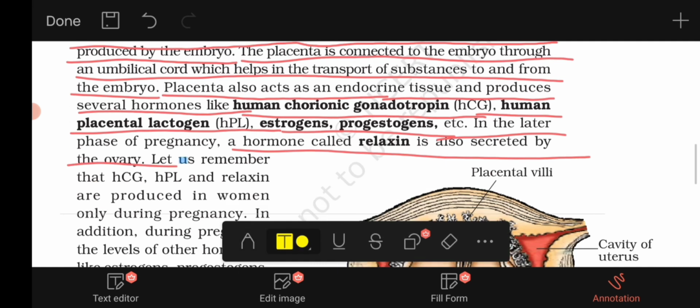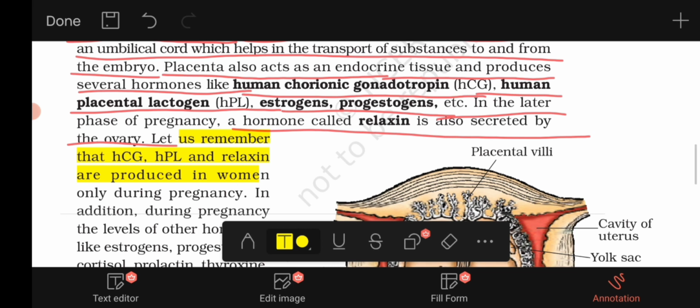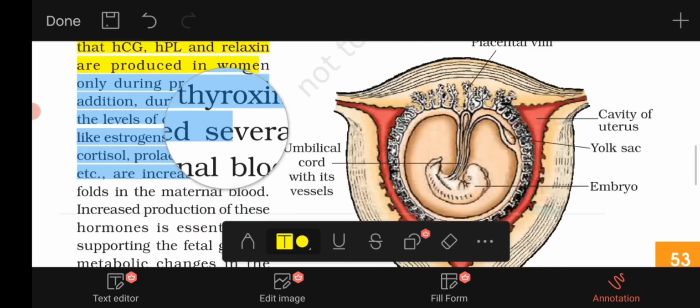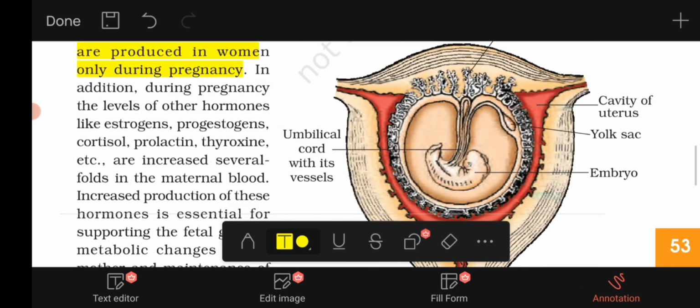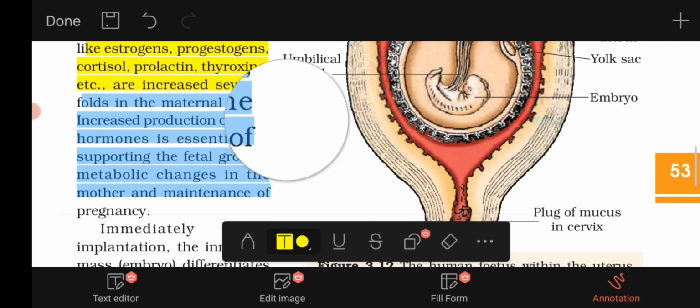Let's remember that HCG, that is human chorionic gonadotropin, acts like LH and maintains the corpus luteum beyond its normal life. Another one is HPL, human placental lactogen, and then relaxin, which are produced in humans only during pregnancy. So these three hormones are produced only during pregnancy. In addition, during pregnancy, the levels of other hormones like estrogen, progesterone, cortisol, prolactin, thyroxine, etc. are also increased several folds in the maternal blood.